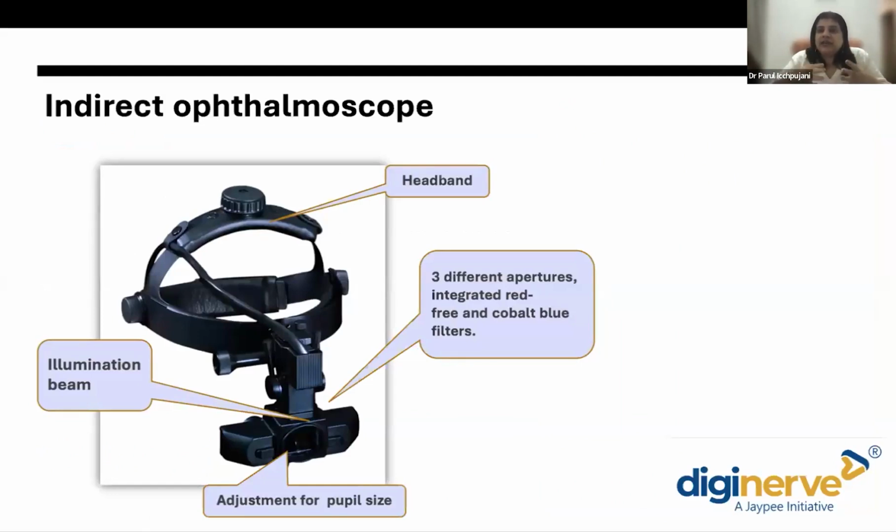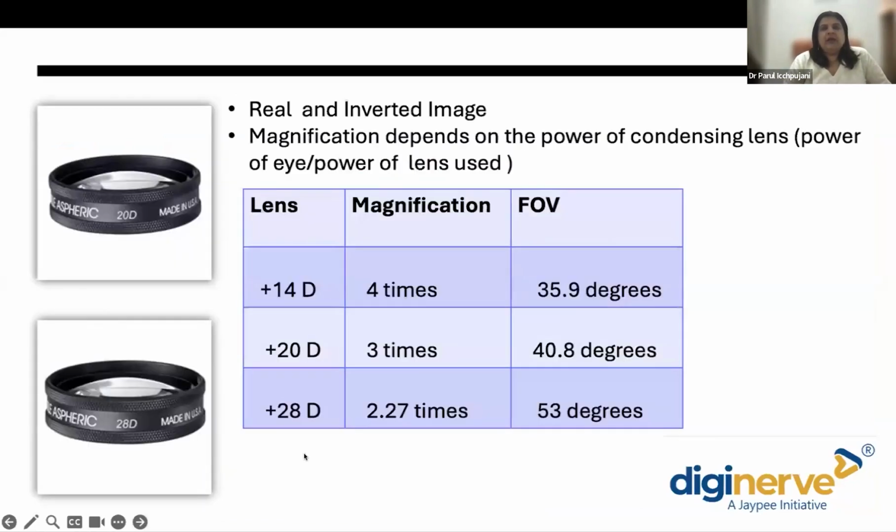For a larger view, for looking at the retinal periphery, if you are looking for any degenerative changes in the retinal periphery, we need to use an indirect ophthalmoscope. This is how it looks like. There is a headband, and there are several apertures, a red-free one, a cobalt blue filter, and then there is an integrated one. You can adjust this instrument for pupil size, and then there is an illumination beam.